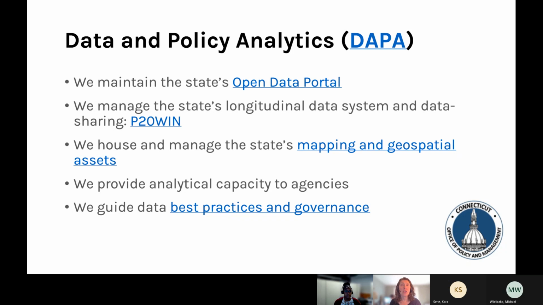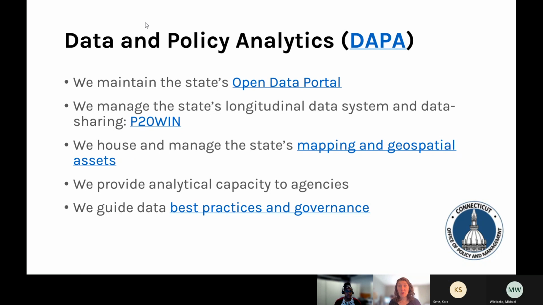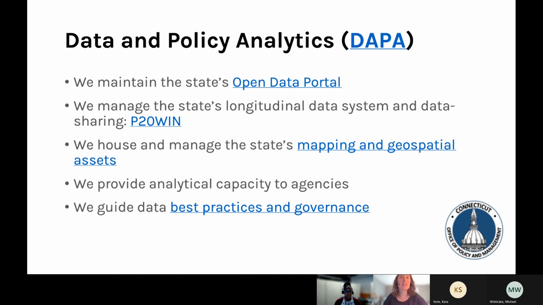We now have the geographic information officer and associated assets under the heading of data and policy analytics. We support analytical capacity to agencies, so if folks need extra help scrubbing in, looking at data that you have, trying to make sense of it, that's something we're able to do. And we provide the best practices and governance around data use. We get lots of questions about the best way to do something or the federal way to do something.